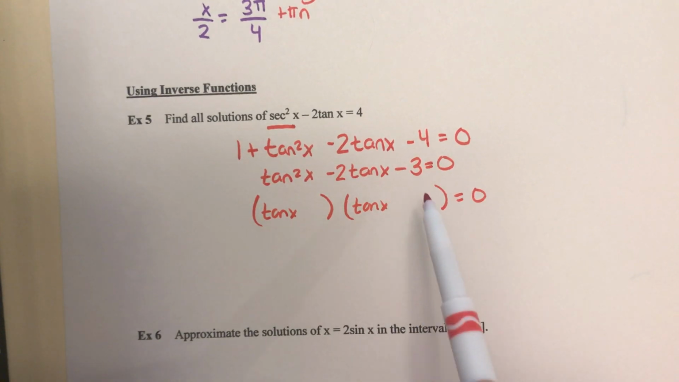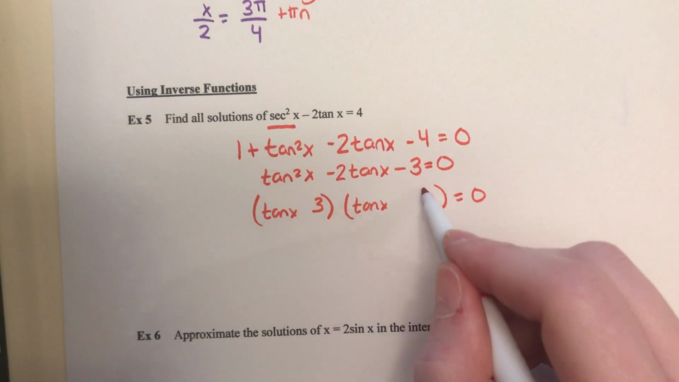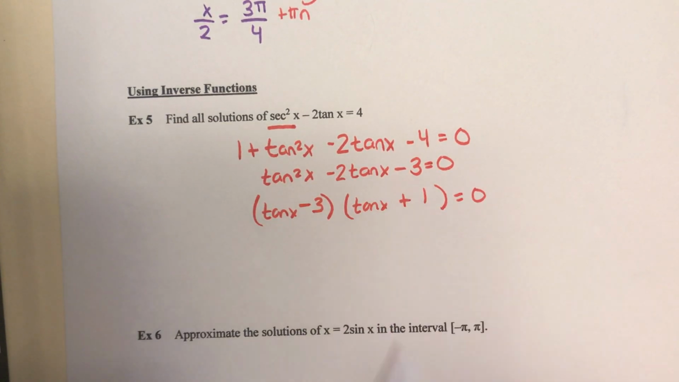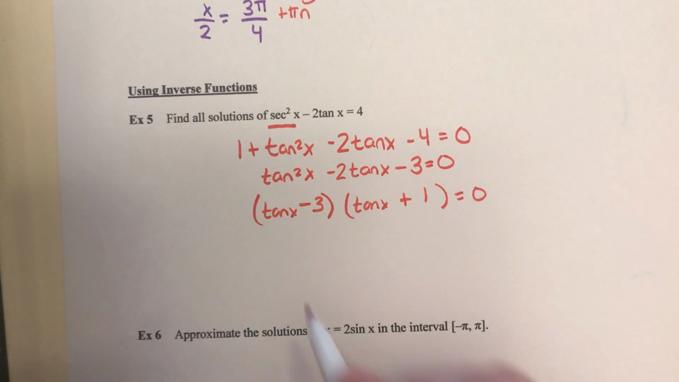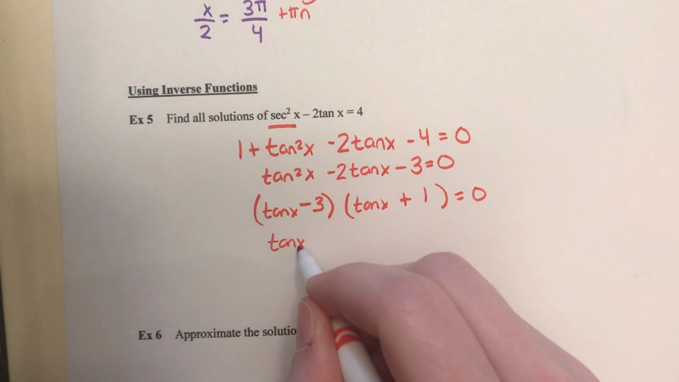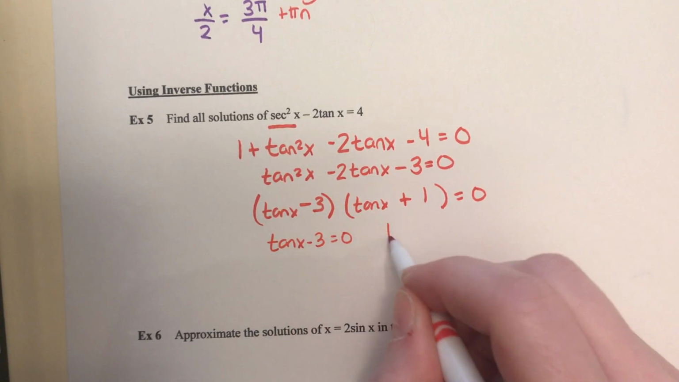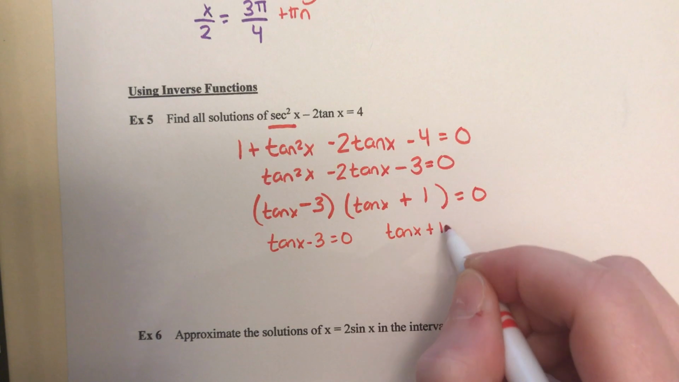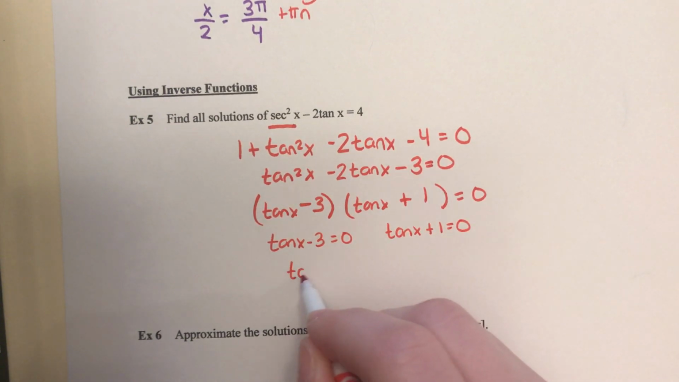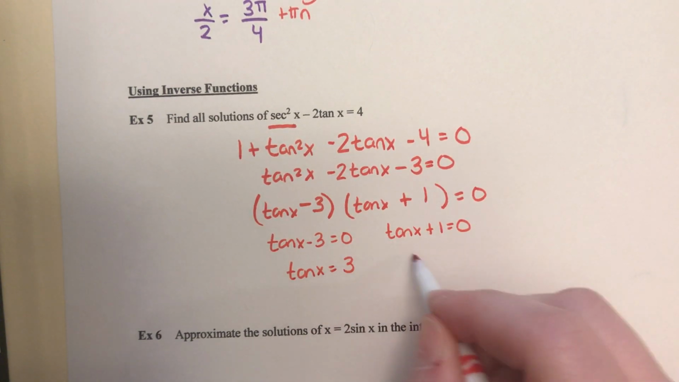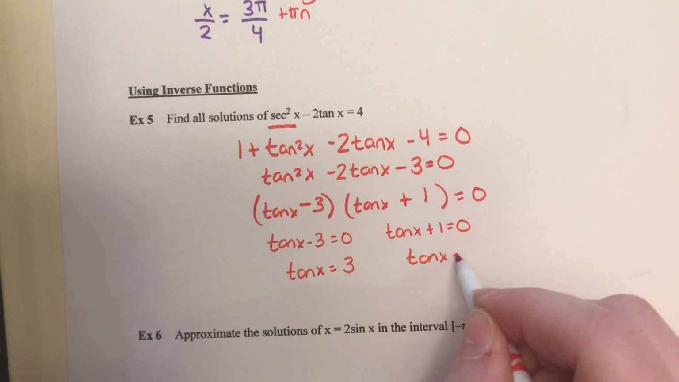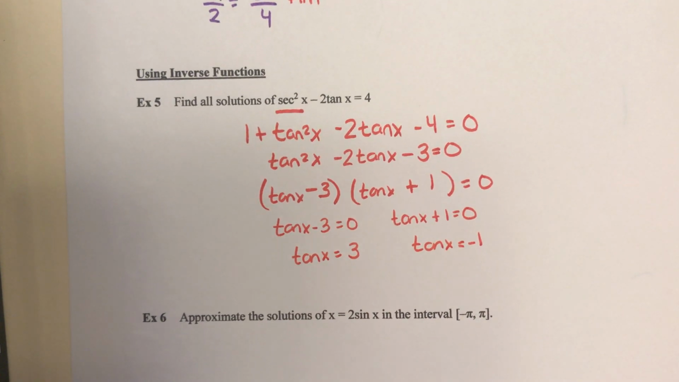And I've got factors of 3 that subtract to give me 2 would be 3 and 1. Different, bigger one's going to be negative. So I'm going to set each of these equal to 0. So over here I'm going to get tangent equals 3. And over here, tangent equals negative 1.